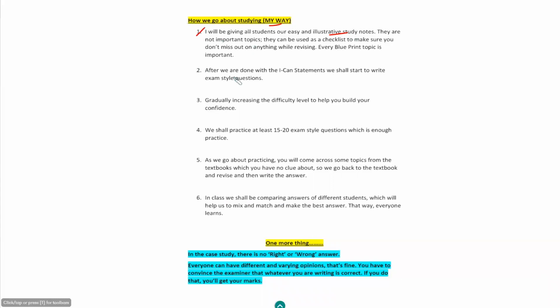Now, after we are done with discussions of an I can statement, we'll be having group discussions as well. We start to write exam style questions. You'll be doing at least 20 to 25 exam style practice questions. We write 15 to 20 over here, but you'll be doing at least 20 to 25.